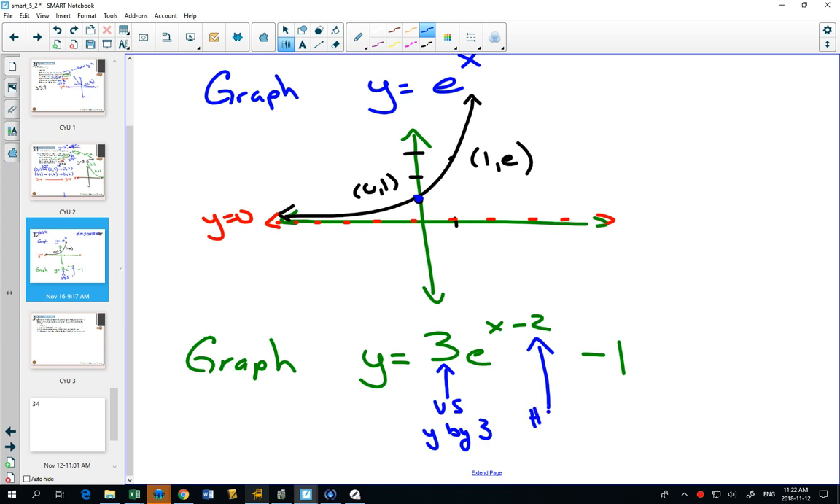What's the 2 going to do? Horizontal translation. 2 to the right. What's this negative 1 going to be? Vertical or horizontal? Vertical. Translation. 1 down.